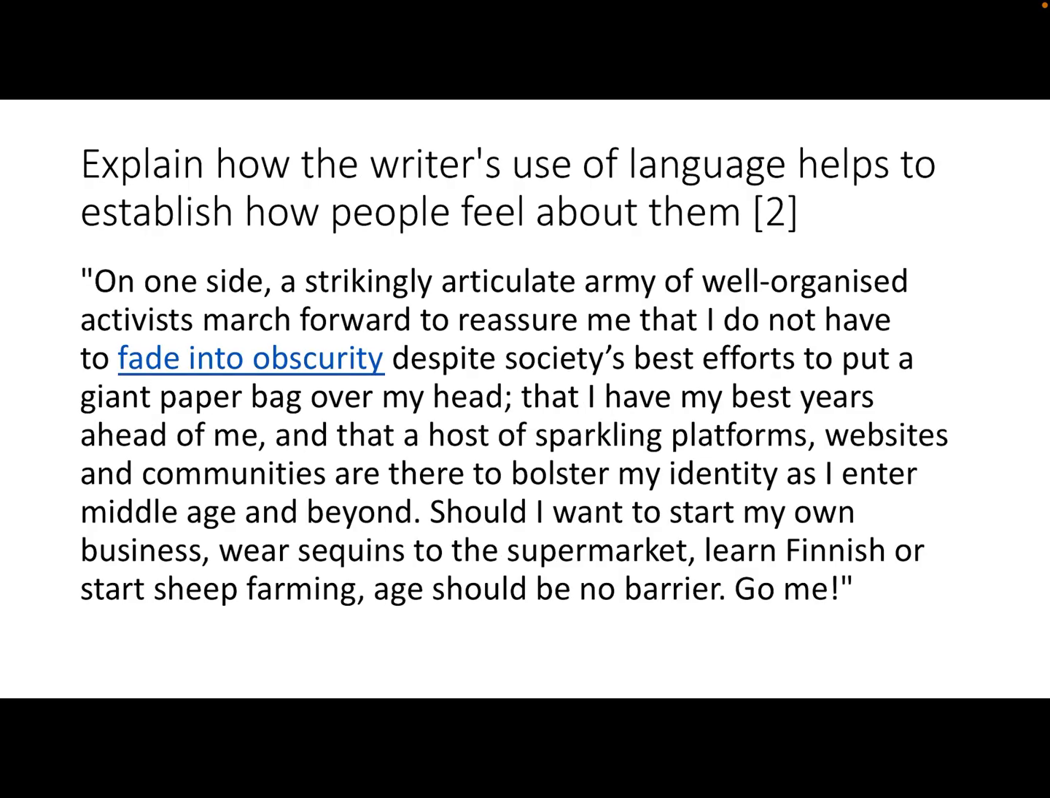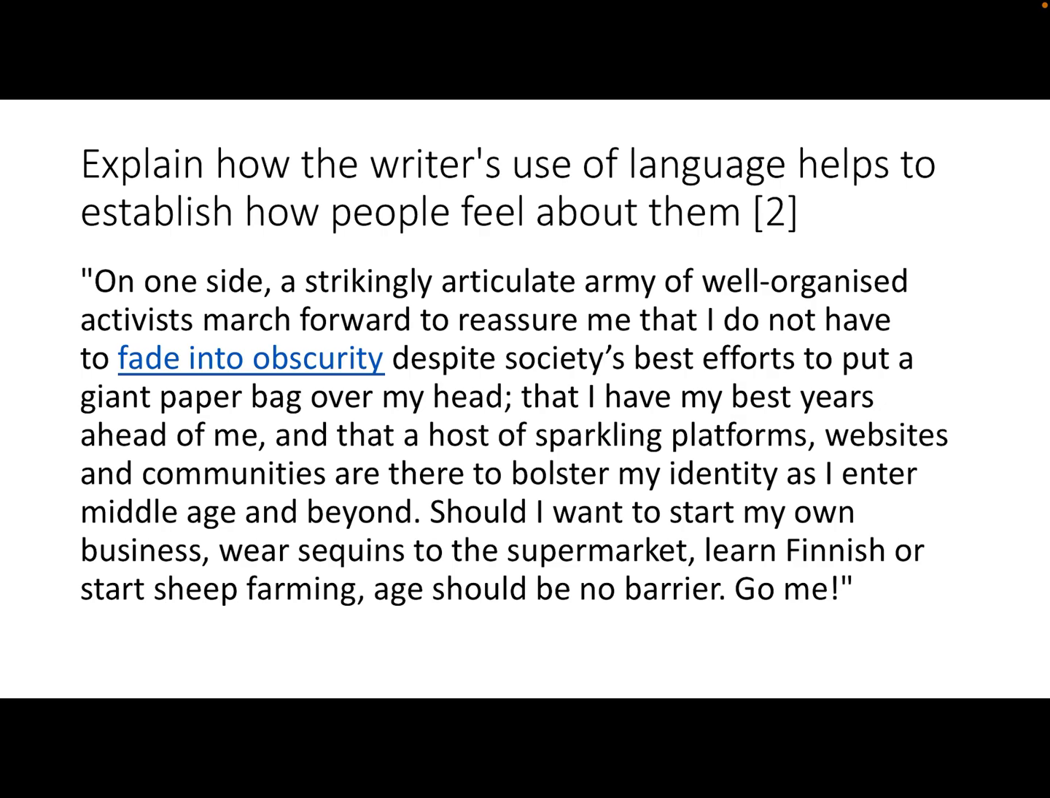So here we go. Explain how the writer's use of language helps to establish how people feel about them. On one side, a strikingly articulate army of well-organised activists march forward to reassure me that I do not have to fade into obscurity, despite society's best efforts to put a giant paper bag over my head. That I have my best years ahead of me, and that a host of sparkling platforms, websites and communities are there to bolster my identity as I enter middle age and beyond. Should I want to start my own business, wear sequins to the supermarket, learn Finnish or start sheep farming, age should be no barrier. Go me!